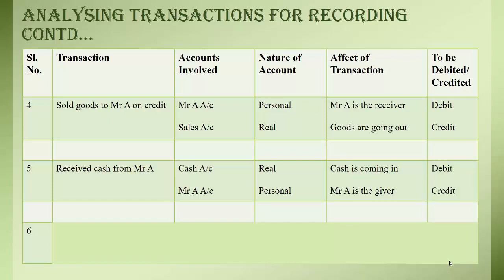So our next transaction is deposited cash into the bank. So here the business is depositing cash into the bank. So cash is going out and bank is the receiver. So the two accounts involved in the transaction are bank account and cash account. So the bank account is a personal account while cash account is a real account. So the rule for the personal account will be applied on the bank account and the rule of the real account will be applied on the cash account.